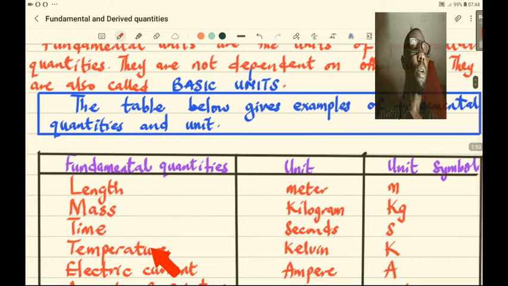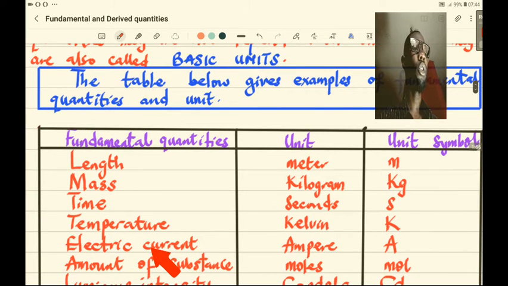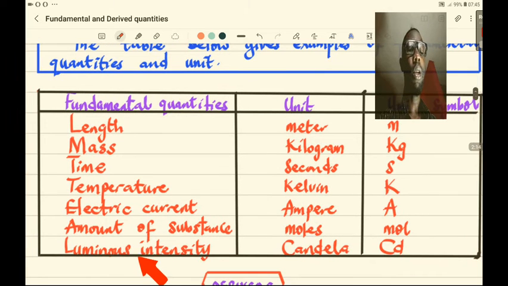There are just 7 in number for now, which we need to learn. Not only knowing them, we must know them with their units and the unit symbols. The first fundamental quantity is length, then mass, time, temperature, electric current, amount of substance, and luminous intensity.